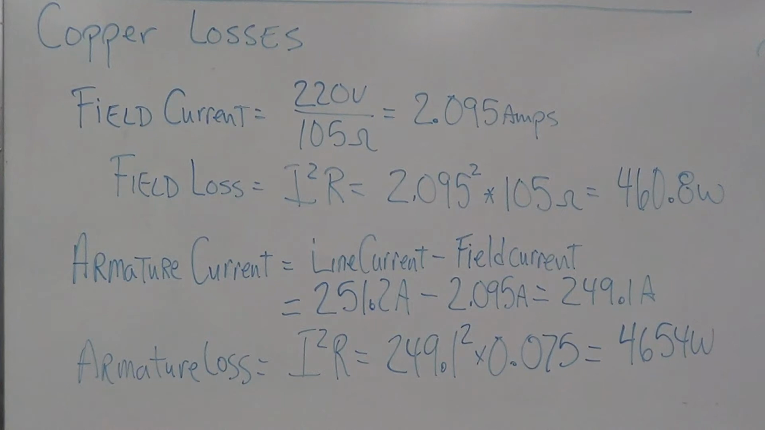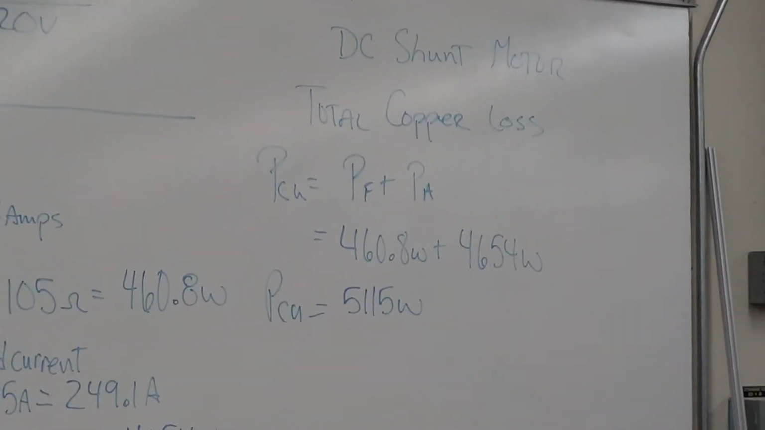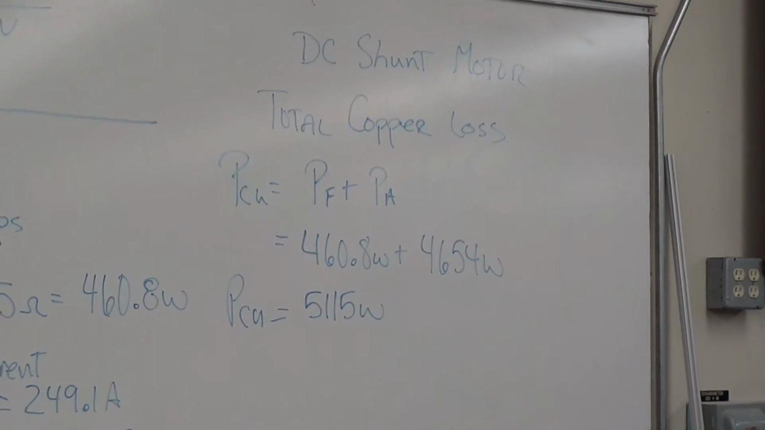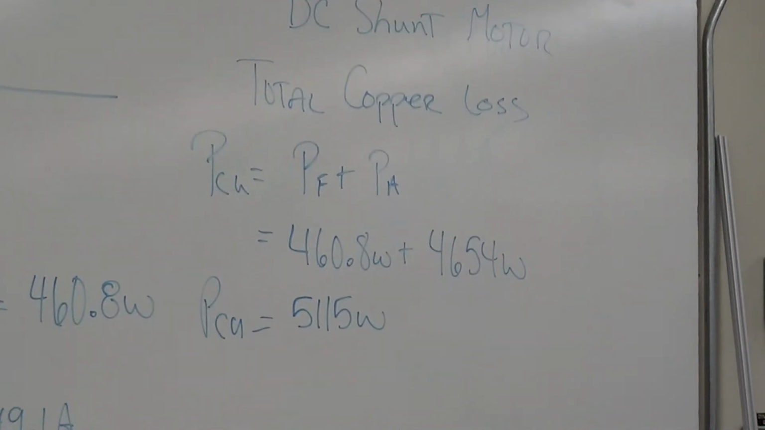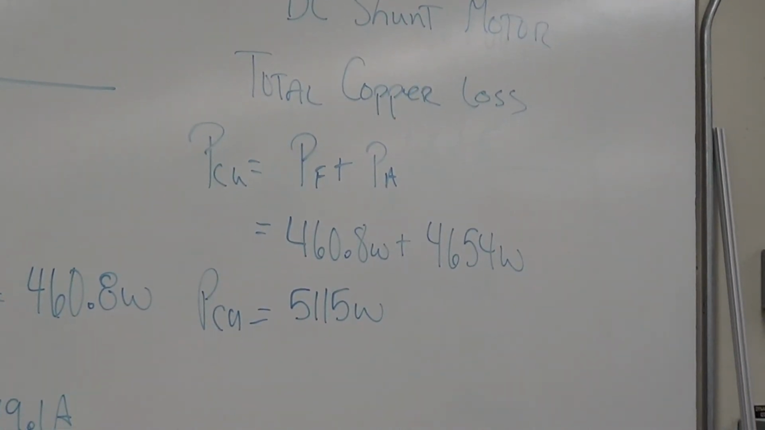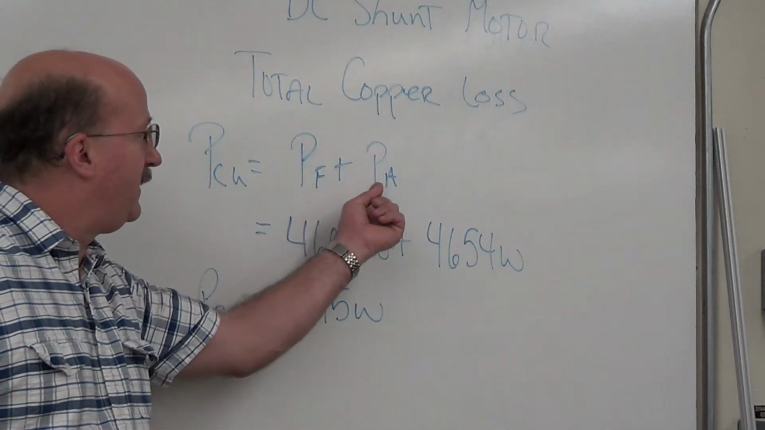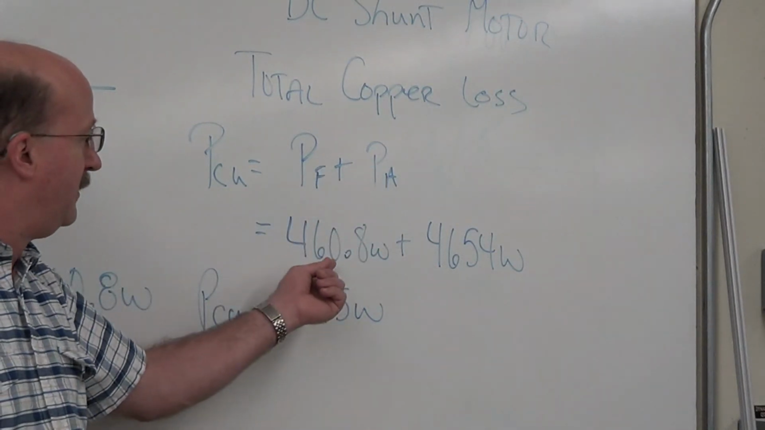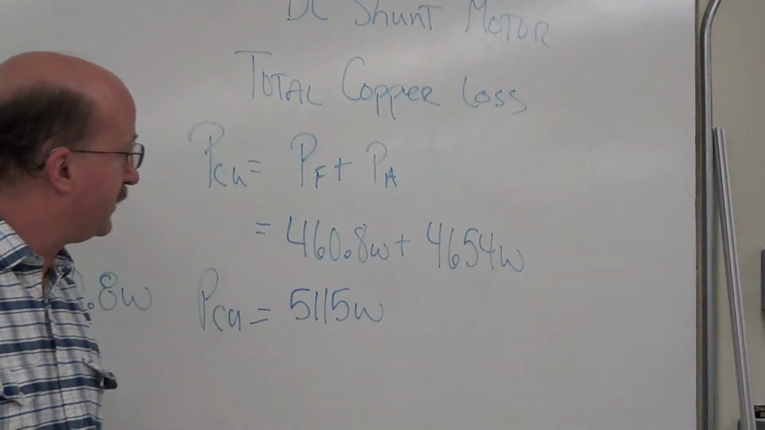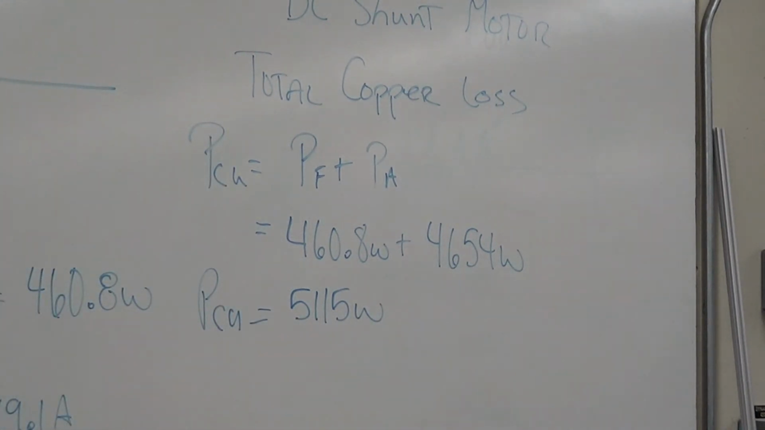Now, we're working with a DC shunt motor. There's our total copper losses. P copper is the power in the field plus the power in the armature. These are both losses. 460.8 plus 4,654 gets a total copper loss of 5,115.